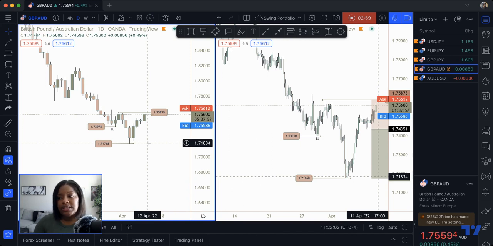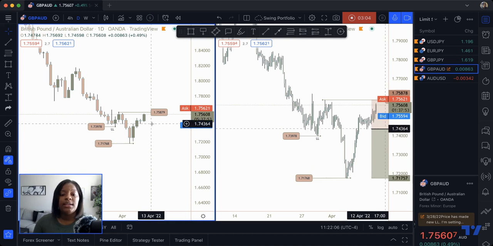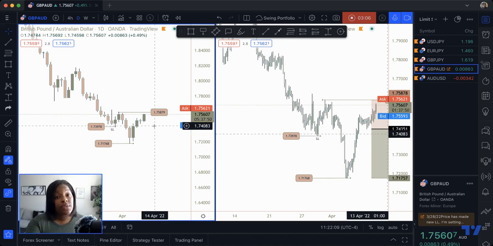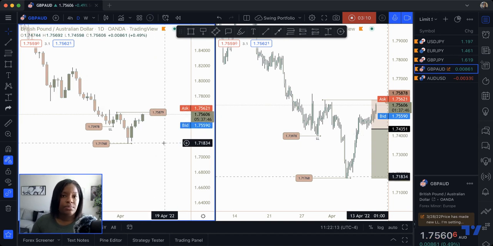But what I do want to say to you now is just be patient with this pair. If you get any type of bearish candle, and I'm going to say on the daily time frame, then yes, sell back down to the previous low.